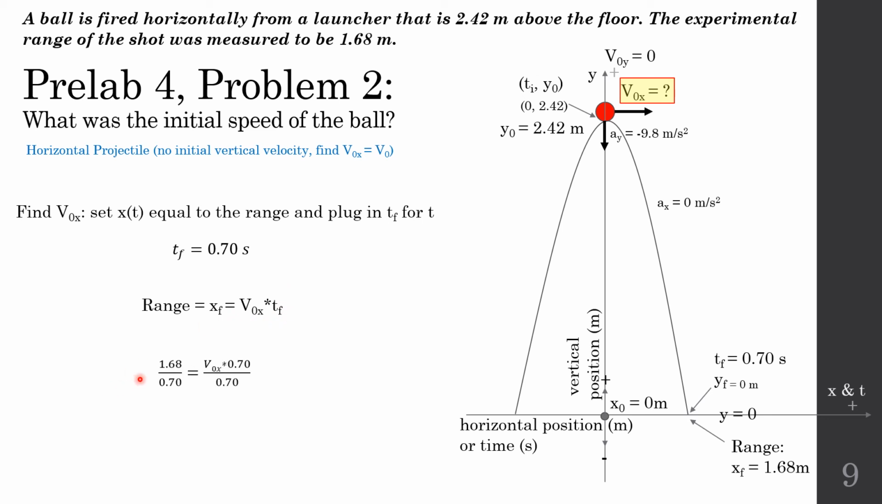Now, we're going to plug in our values. We know that the range is 1.68 meters. We don't know what V0x is, that's what we're solving for, but we do know what t final is. We solved it in problem 1, and that's 0.7. So now we're left with 1.68 is equal to 0.7 V0x. In order to get V0x by itself and solve for it, we need to divide both sides by 0.7. And we get that V0x is equal to 2.40 meters per second. And that is the final answer.